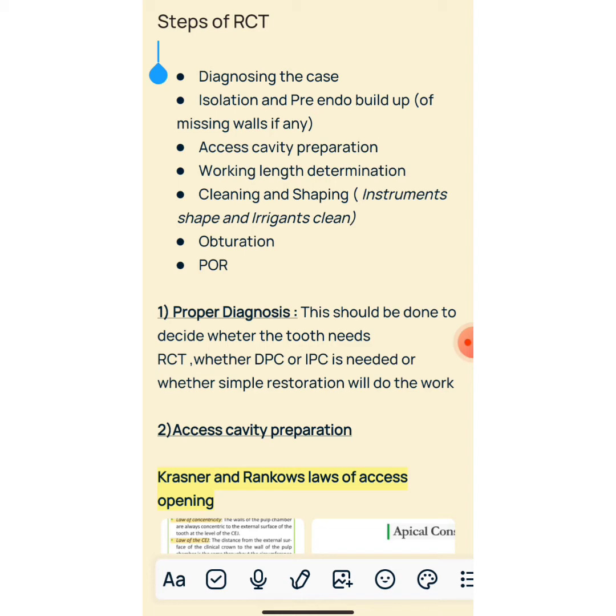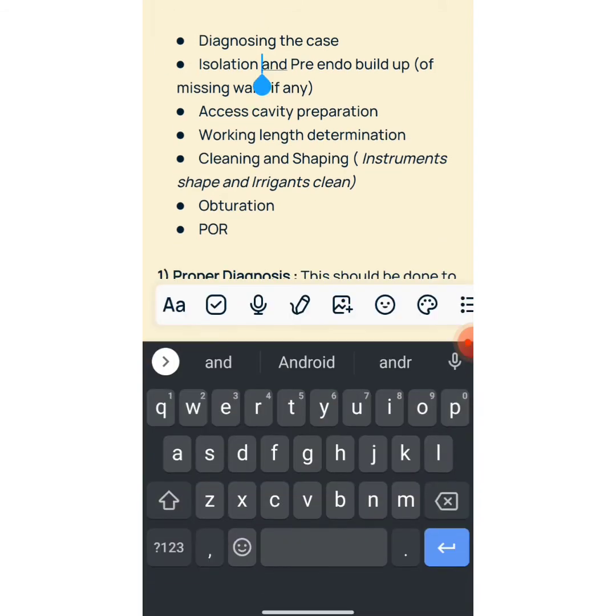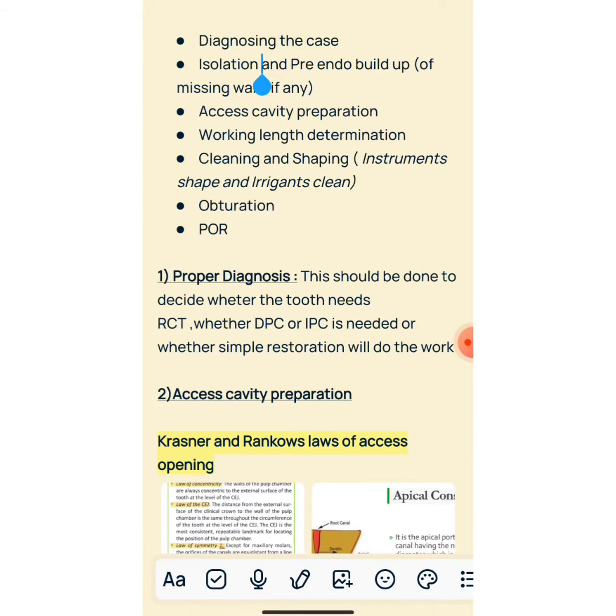So after diagnosing that this tooth needs RCT, what will be the steps? Isolation and pre-endo build-up. For isolation, we know that rubber dam is the gold standard, but in case of unavailability we can use cotton rolls and suction. Then pre-endo build-up. What is pre-endo build-up?